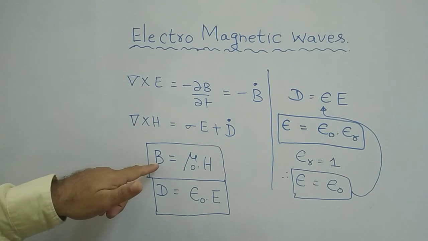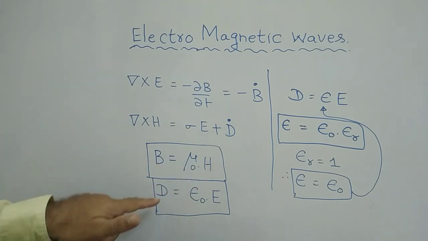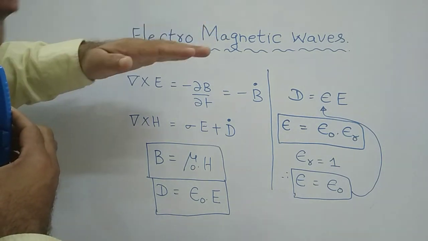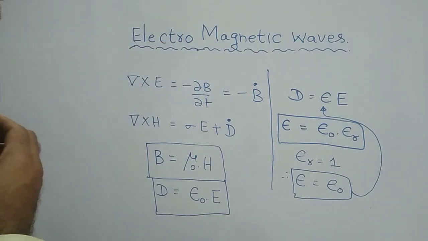So, in free space, B is equal to mu naught H and D is equal to epsilon naught E. These are very important equations that we have to remember while discussing free space. Now let us see what the expressions for electromagnetic waves in free space are.